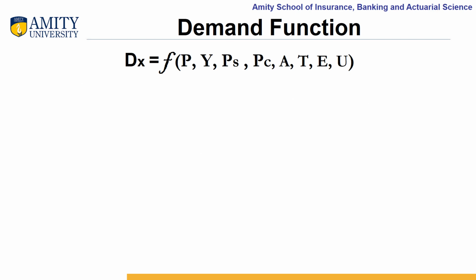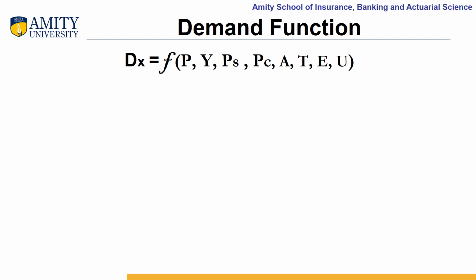So the demand function is represented as Dx is the function of different variables which will include P, Y, Ps, Pc, A, T, E and U, which means demand of commodity X depends on these factors. Any changes in these factors will result in the change in the demand of that commodity X.